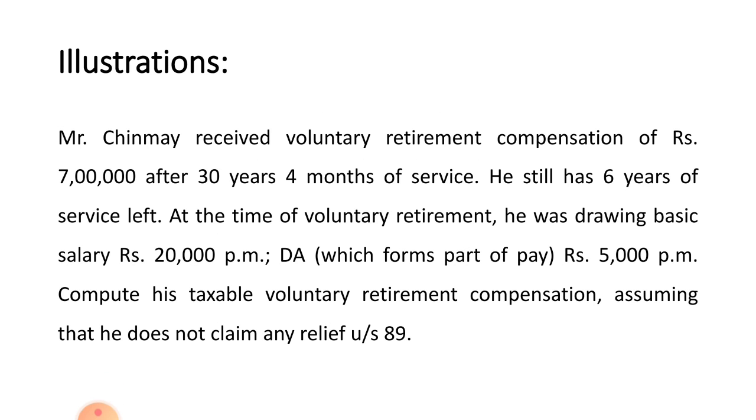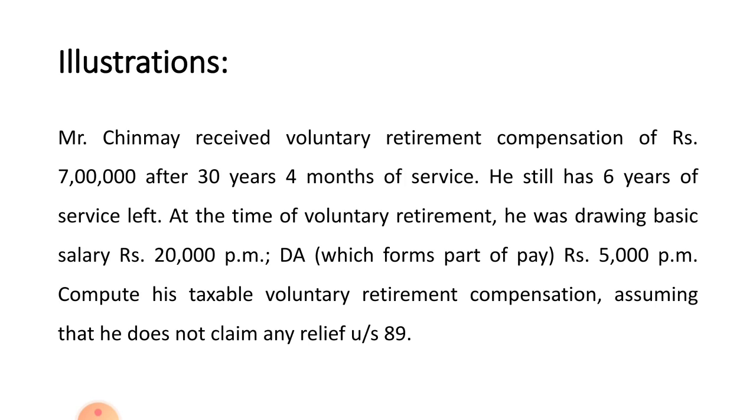Go through this problem. Mr. Chinmay received voluntary retirement compensation of rupees 7 lakhs after 30 years 4 months of service. He still has 6 years of service left. At the time of voluntary retirement, he was drawing basic salary of 20,000 per month, dearness allowance which forms part of pay rupees 5,000 per month. Compute his taxable voluntary retirement compensation assuming that he does not claim any relief under section 89.